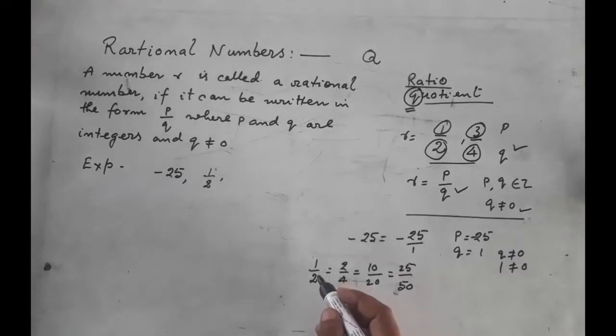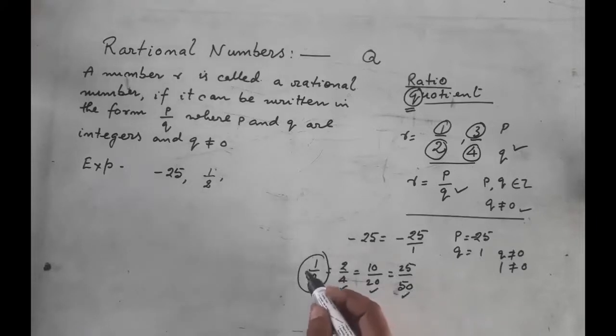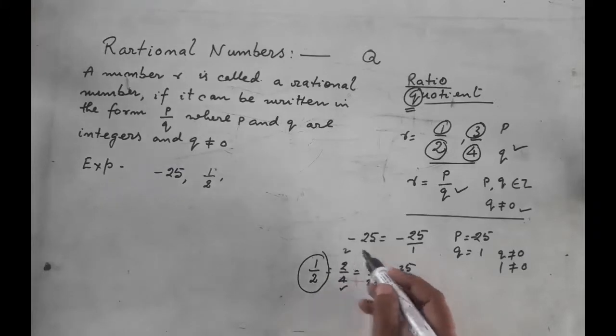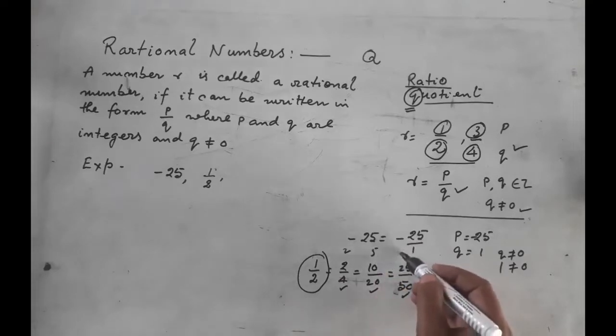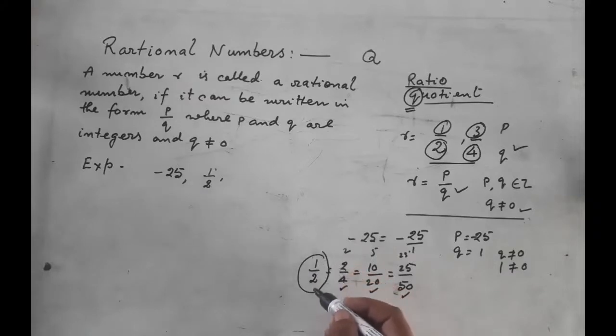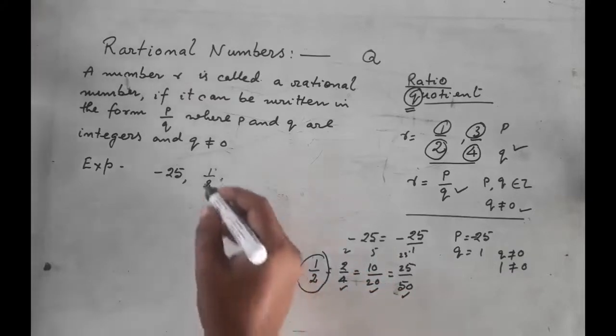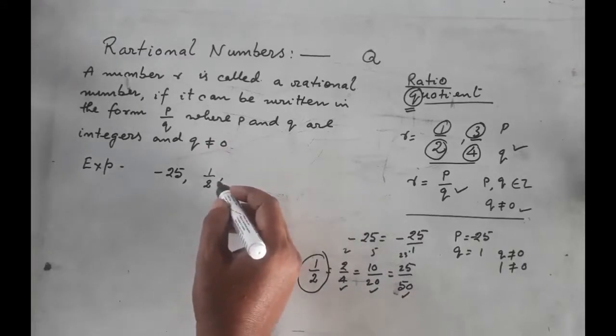But here, this is the same ratio of these rational numbers. Here, no common numbers. Here the common number is 2, here the common number is 5, here the common number is 25. Here there are no common numbers. p and q are co-prime numbers. This is called 1 by 2, that is a rational number.